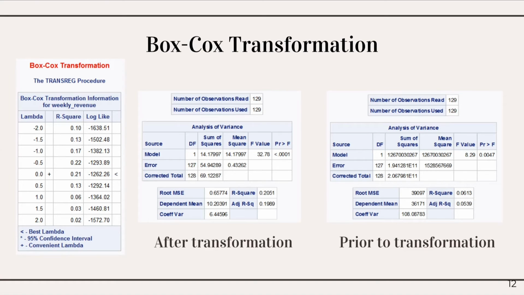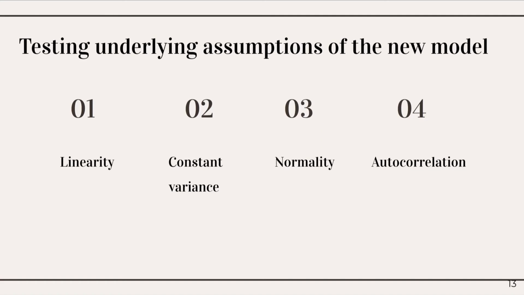That being said, we decided to test the underlying assumptions of this new model to determine if it would help to explain the variation in the weekly revenue of resort hotels. All of these assumptions are shown on the slide. The first one being that the relationship between the dependent and independent variables is linear. The second one, that the disturbances have constant variance. And the last one, that the disturbances are normally distributed.